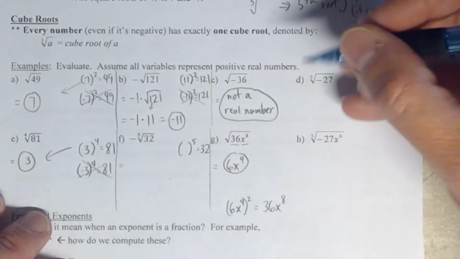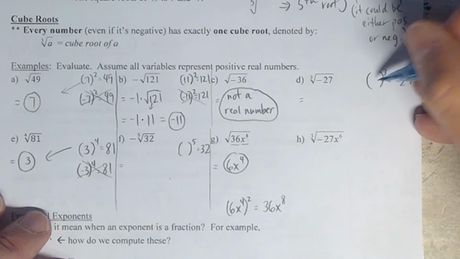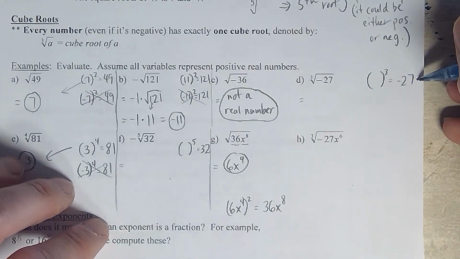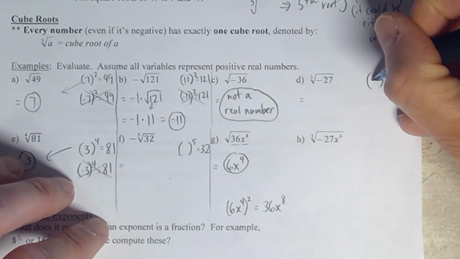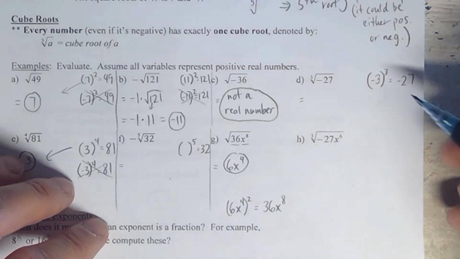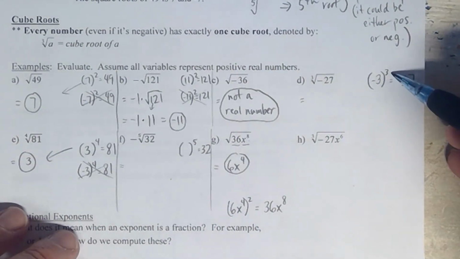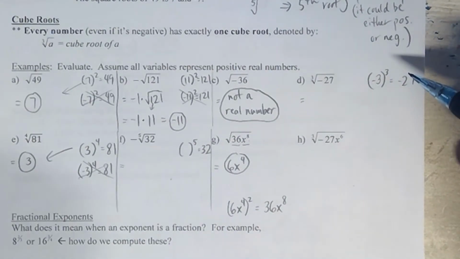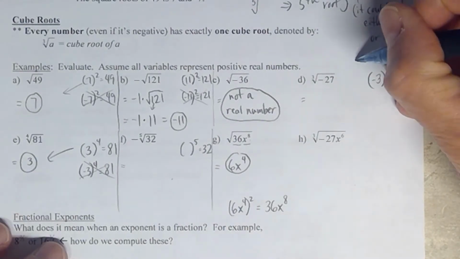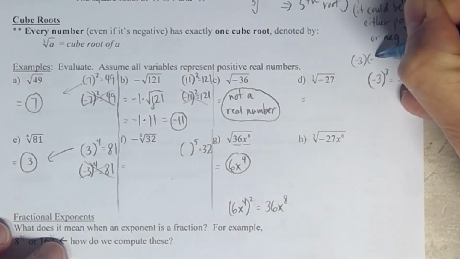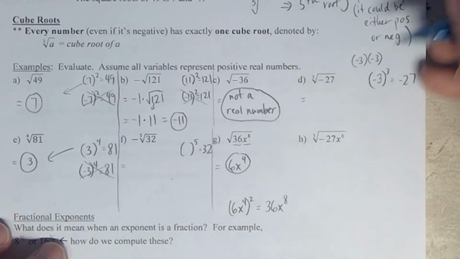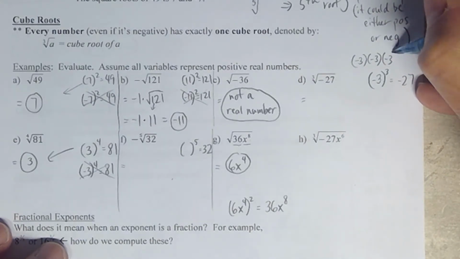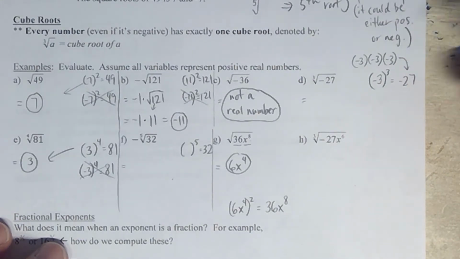Let's start out with problem D. What thing do you take to the third power that's equal to negative 27? That would be negative 3, and I know that because it's negative 3 multiplied 3 times. Negative 3 times negative 3 is equal to 9, right? But then if you multiply it a third time, it's equal to negative 27.